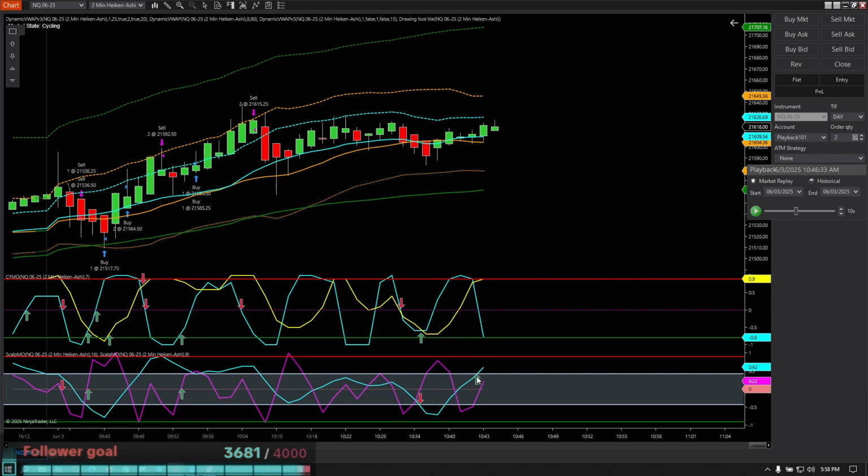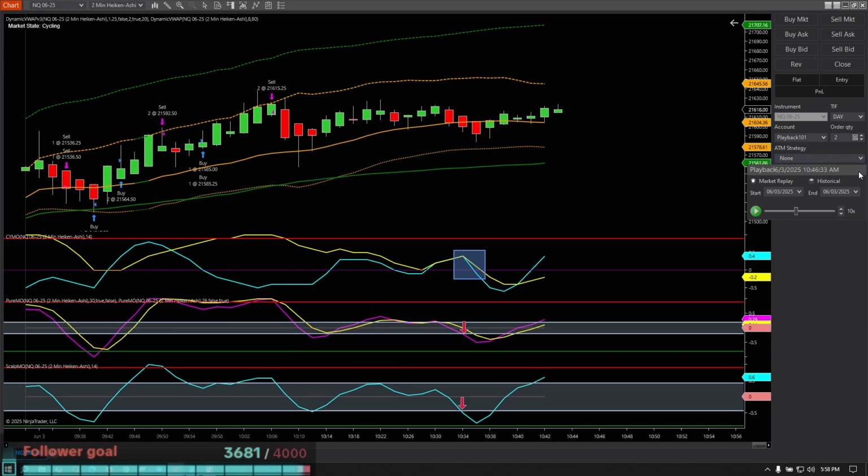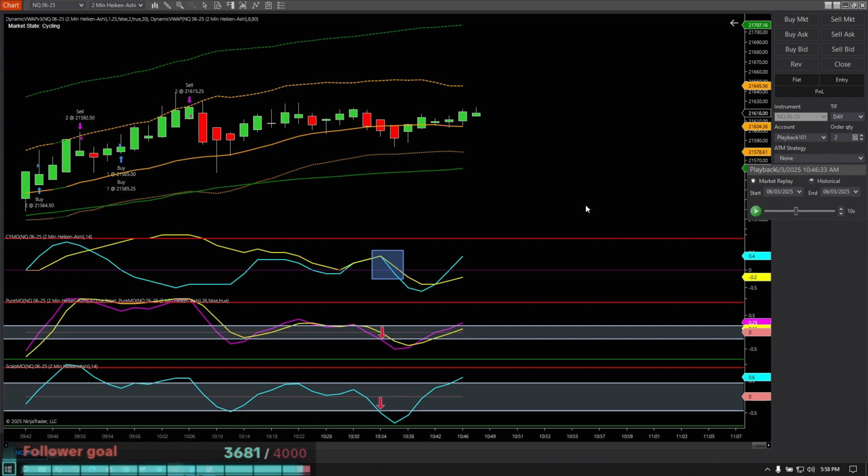Right here with scalp mode, the cyan line just broke out above the region-wide threshold. So let's go ahead and rewind the tape and go right back to what we were just looking at and see if this is the early onset of a trend. Now check out this setup right here, guys.